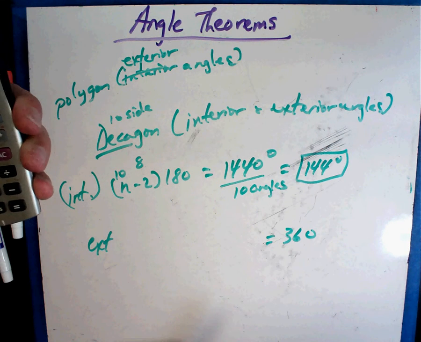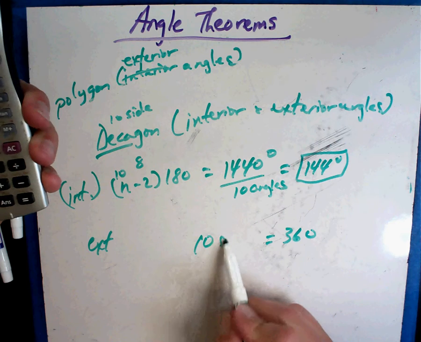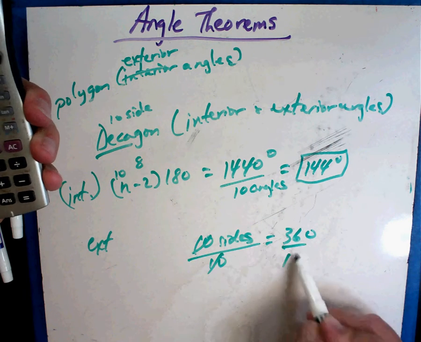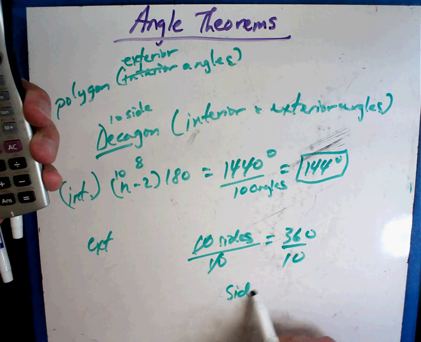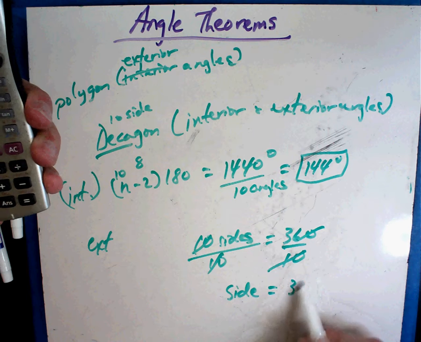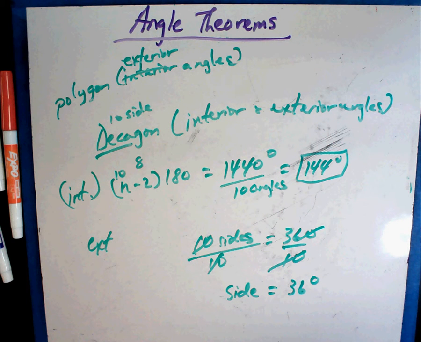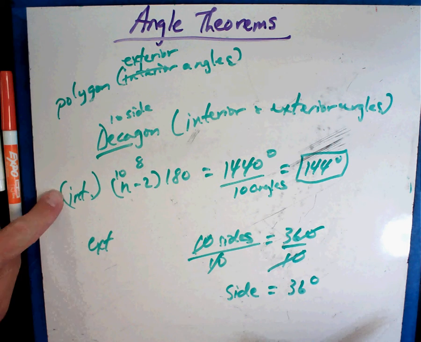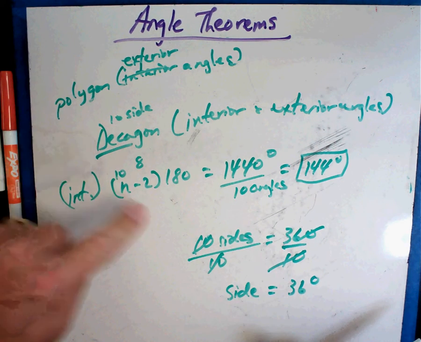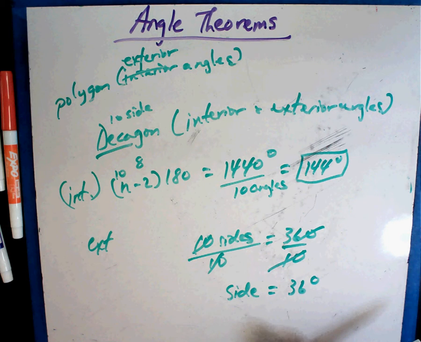Okay? So you have 10 sides. Well, how much is each one? Divide by 10. At each of those corners, they're going to be 36 degrees. And so I can get each of those by dividing. Okay, so I got the interior and exterior. I didn't have to draw a 10-sided figure. I could use what I knew and get that information very quickly.